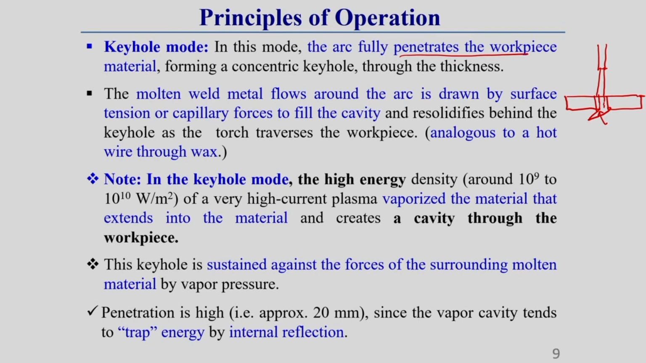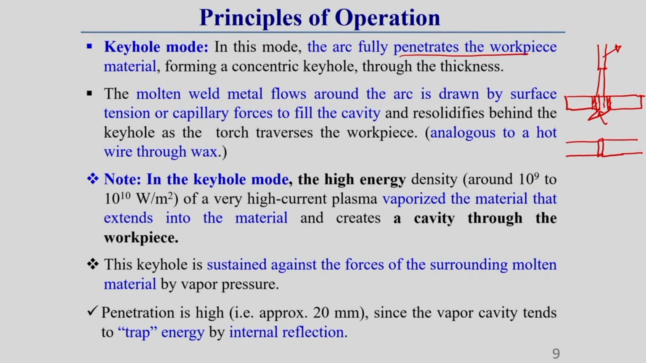So, in this mode the arc fully penetrates this workpiece, forming a constricted keyhole through the thickness. Here the molten weld pool, or molten metal flowing around the arc, is drawn by surface tension or capillary force to fill the gap. Once the torch starts moving along the welding direction, the keyhole is filled by molten weld material, which comes into this gap by capillary flow. You know what capillary flow is, so I am not going into details.